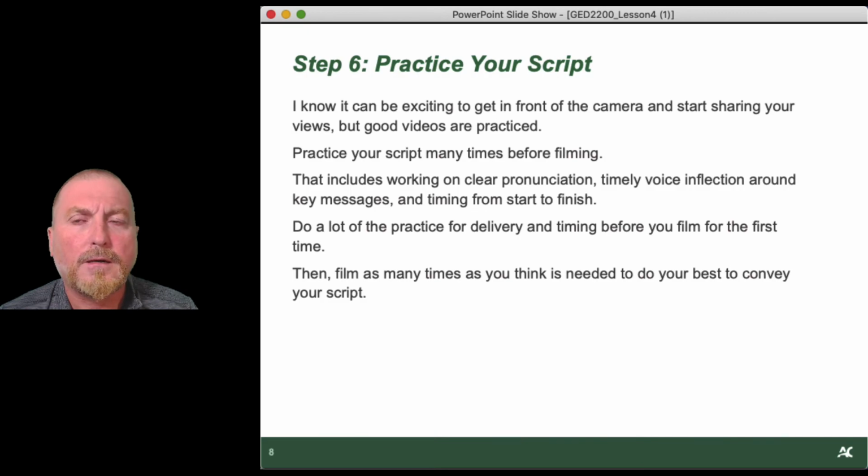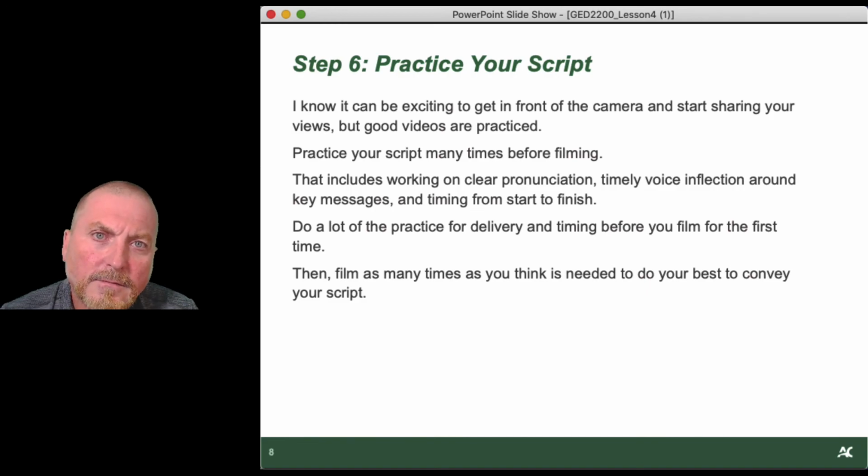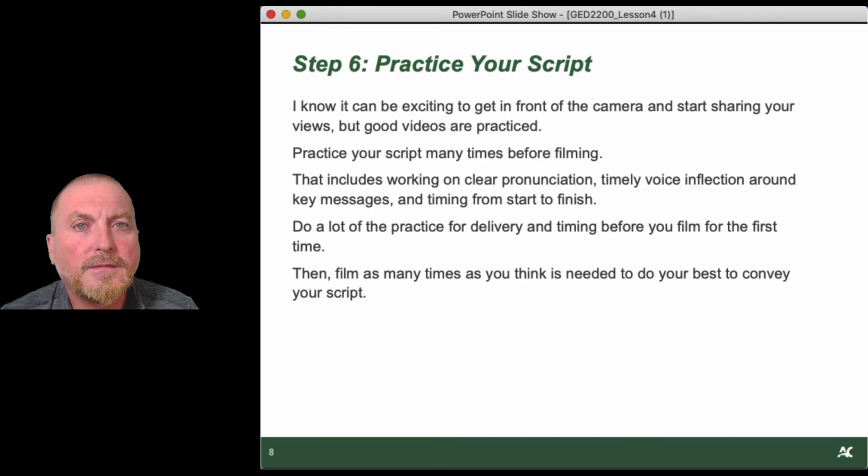I know what I'm talking about here, okay? And you deliver it. So work on clear pronunciation, timely voice inflection around key messages, and timing from start to finish. Voice inflection means if you're about to make a key point, "did you know that?" or "did you know that," depending upon what the intent is for that particular message you're about to deliver. So practice a bit more, and then film as many times as you like to make sure you feel proud of what you've delivered, okay?